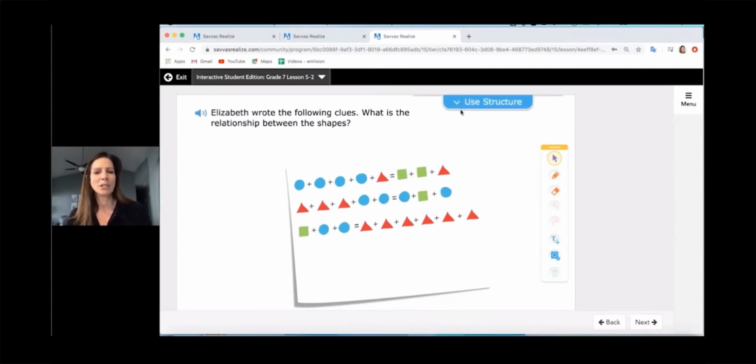But I want to direct your attention again to this problem that we looked at yesterday, that I introduced yesterday before you had some time to work at home. Elizabeth wrote the following clues. What is the relationship between the shapes? So remember, today we're working on those two-step equations.